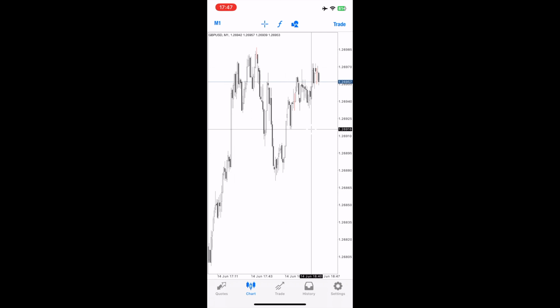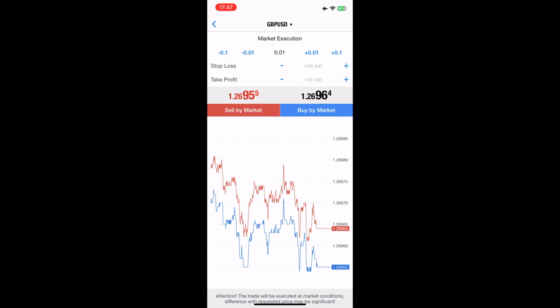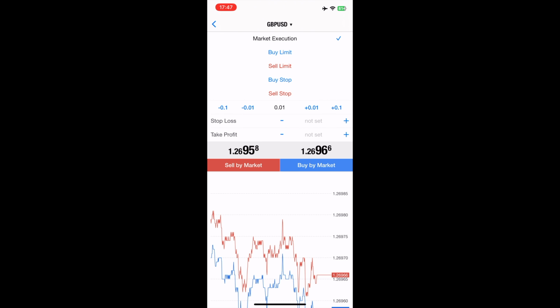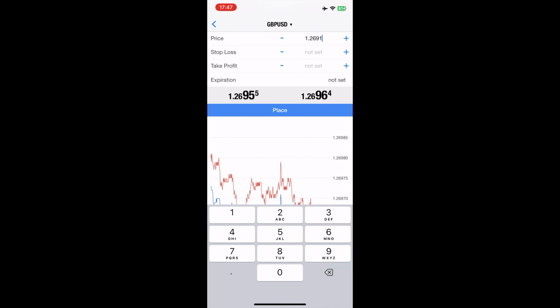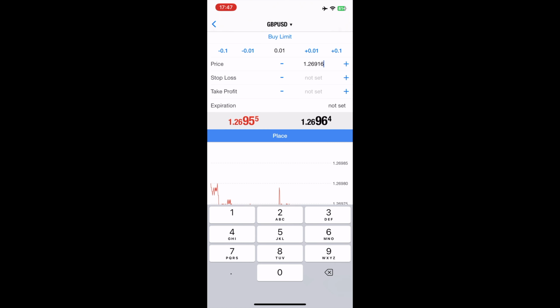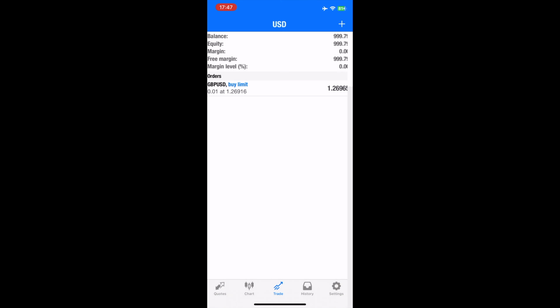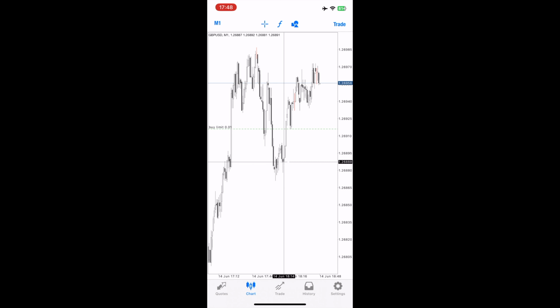26916. So I can click on this trade and come to plus. Instead of market execution, I change it to buy limit. And at where? 26916. And I can click on modify. Can you see it's down here?